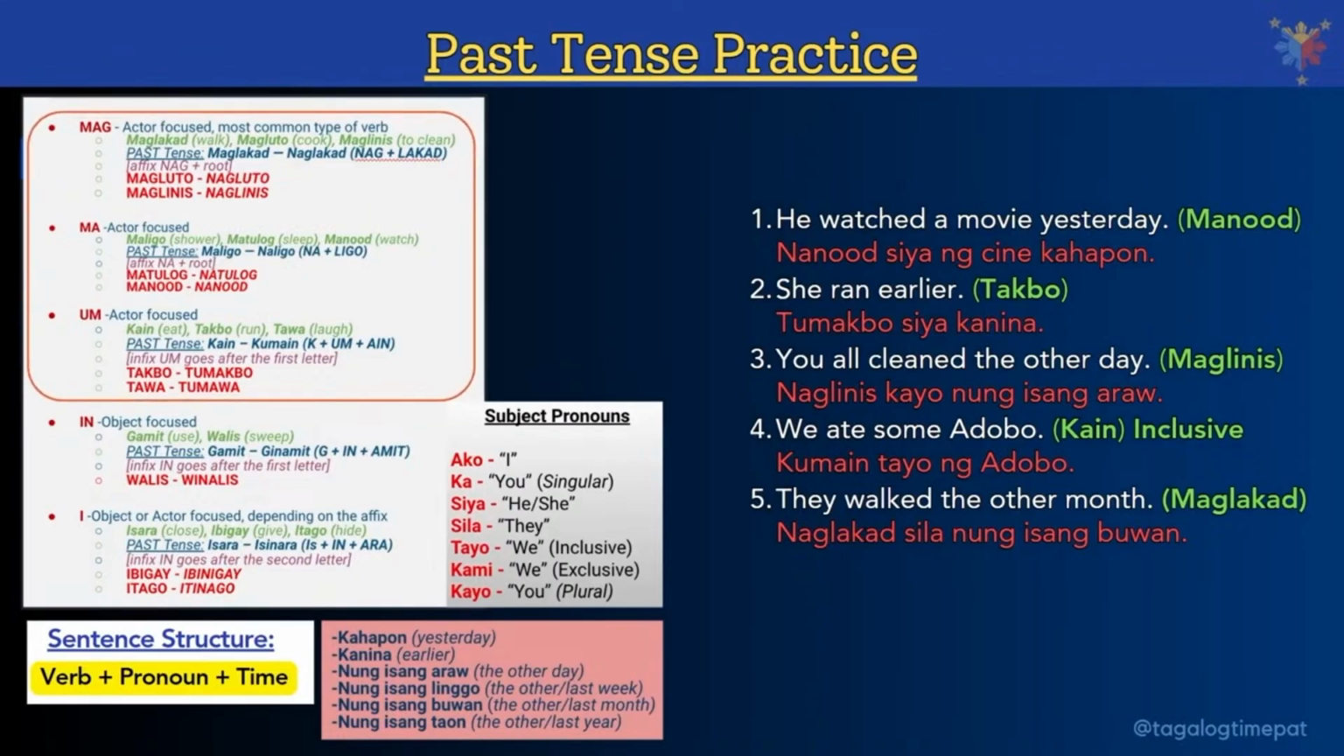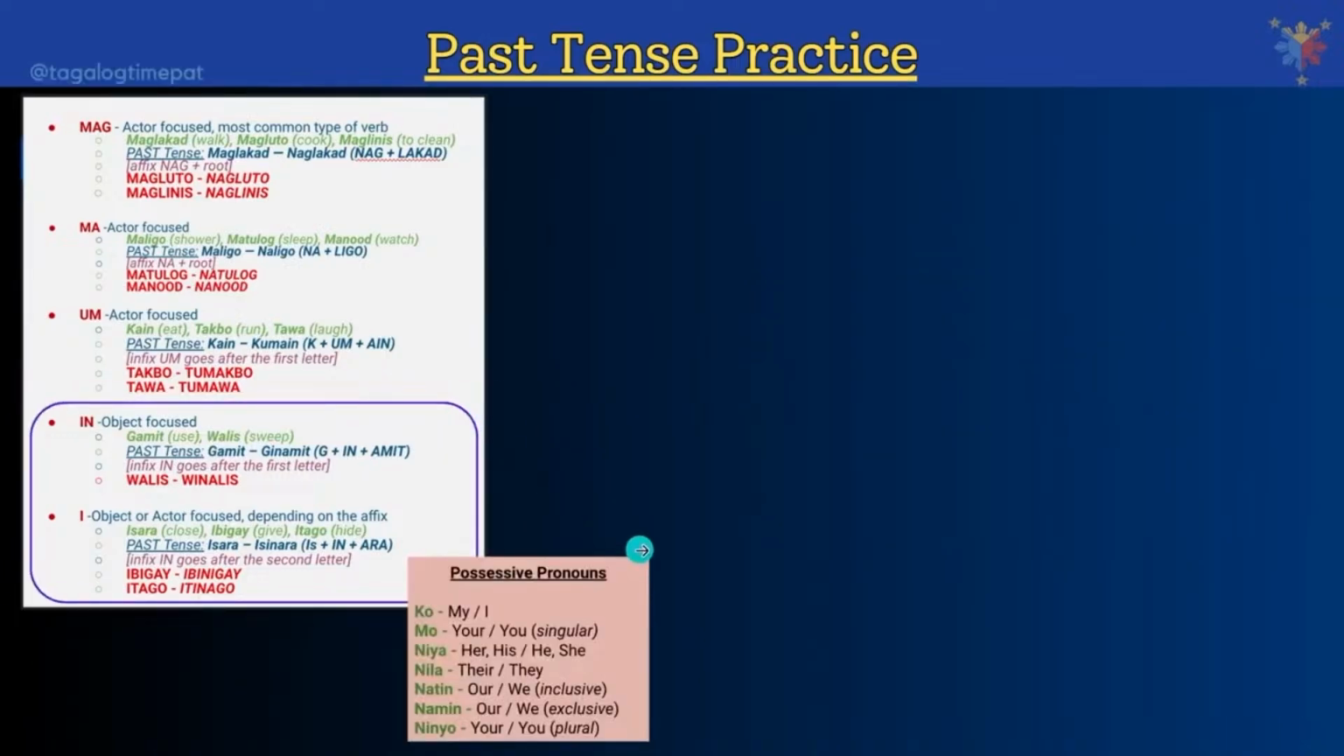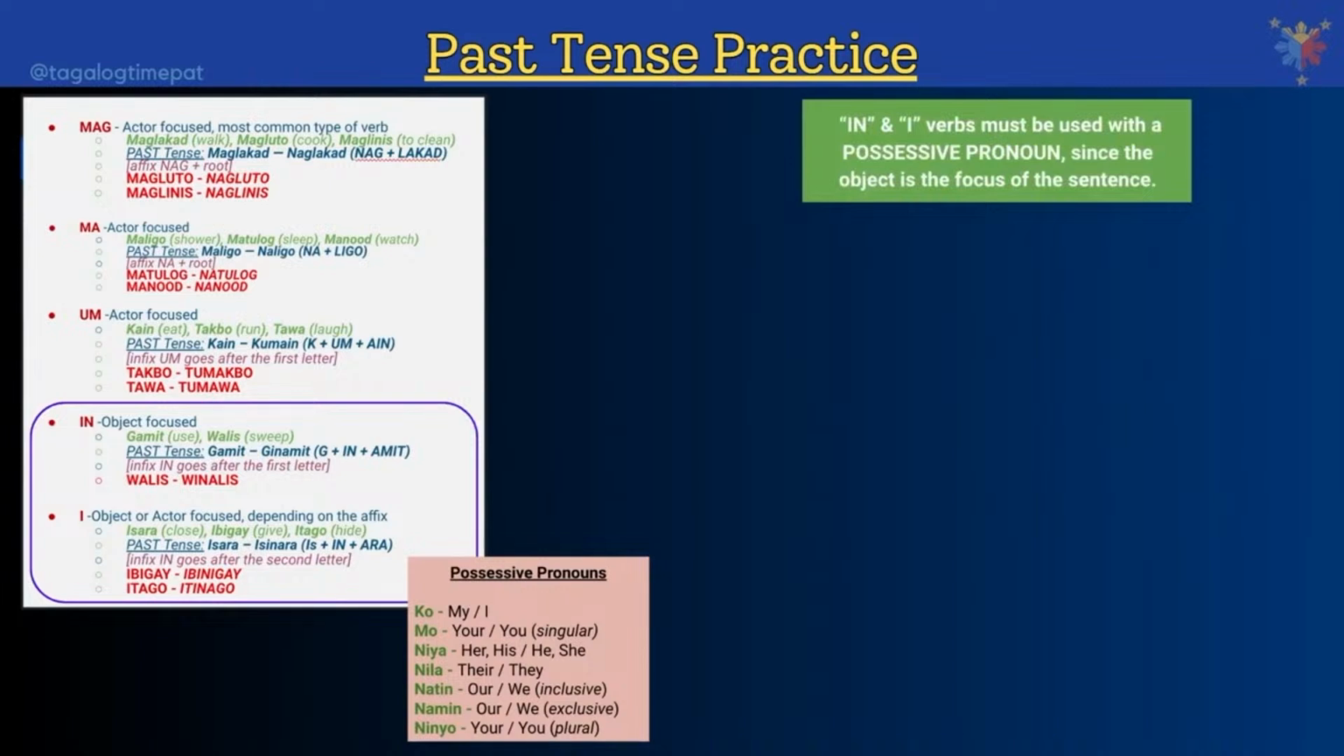Now, if you noticed, all of these examples are asking about mag, ma, and verbs. Because they are actor-focused, we can use subject pronouns. But if you wanted to use an in or e verb, you actually have to use a possessive pronoun. Remember, for an object-focused verb, the subject here is an object. So we have to use a possessive pronoun because it's almost like the person possesses that object that is in focus.